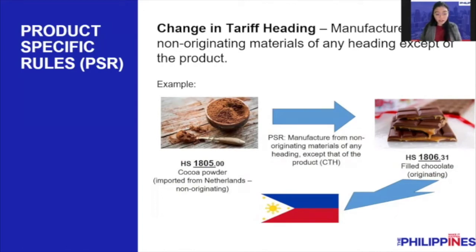So we have filled chocolate with HS code 180631, which is produced in Switzerland using non-originating cocoa powder with HS code 180500 from Netherlands. The PSR of the filled chocolate is manufactured from non-originating materials of any heading except that of the product, or CTH. Since non-originating cocoa powder with the HS code 180500 is from a different heading from the final good, which is 180631, the PSR has therefore been met and the filled chocolate is considered as originating when exported to the Philippines.